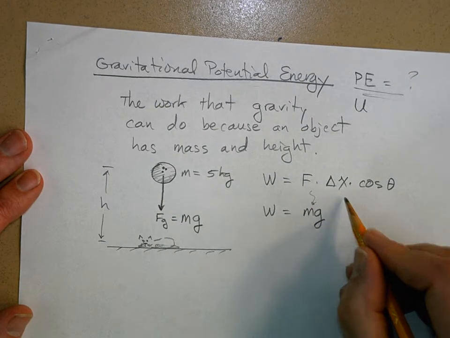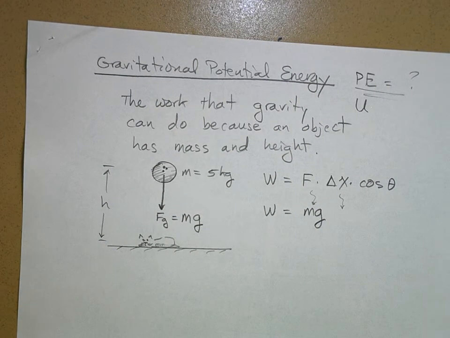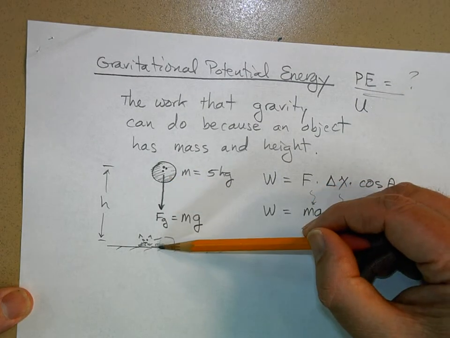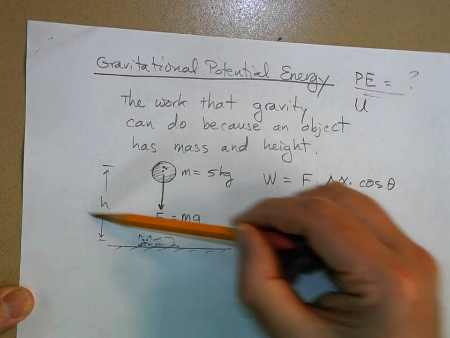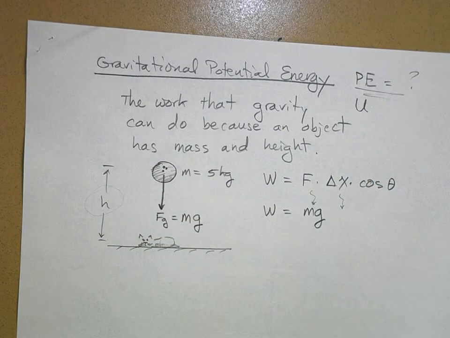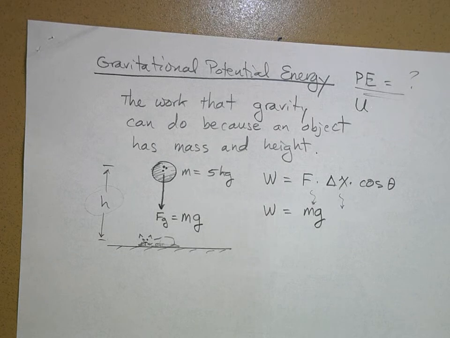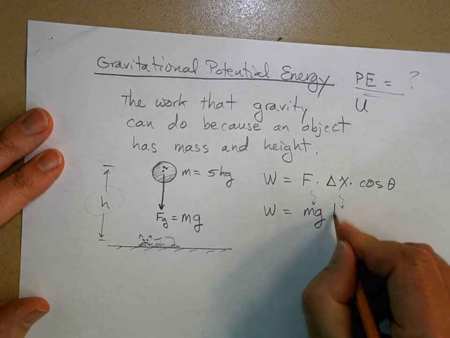Okay, now what's our delta x? The way I've drawn this, from here to the cat, I'm going to call that height. Some people call it y. Some books use the letter y. Some use the letter h. You can even use x if you say x is up and down, but that can get confusing. So I'm just going to say h for right now.